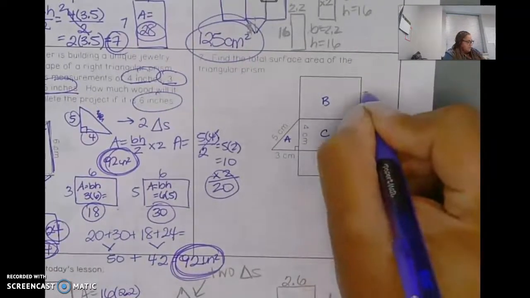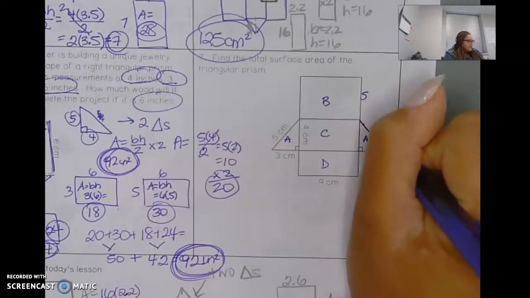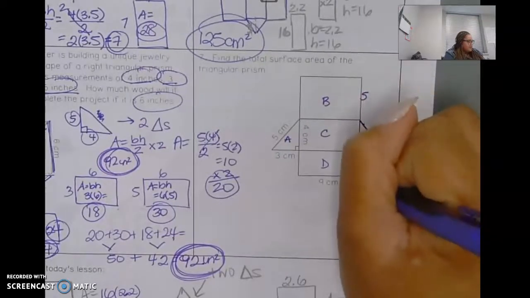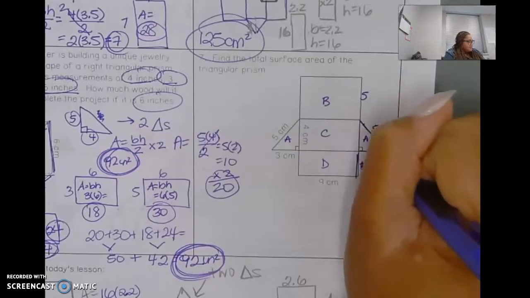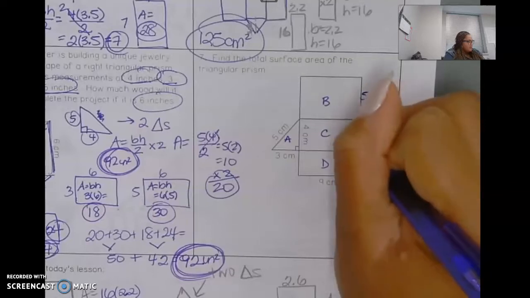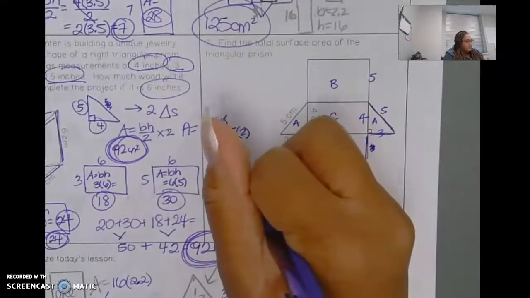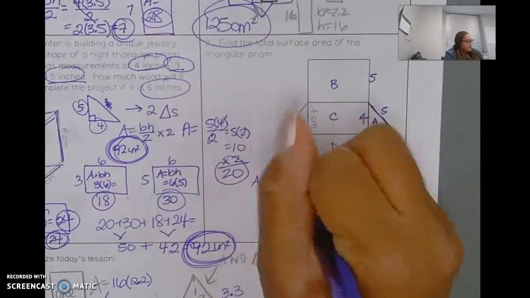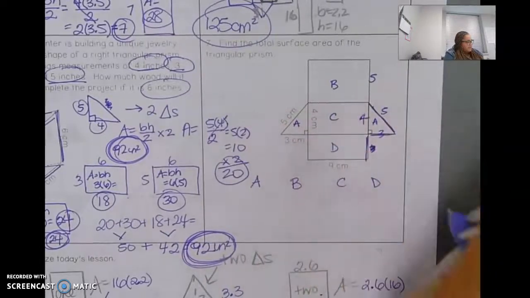Okay, so this side is 5 because when I fold it, this touches that, so this is 5. And then this side is 3 because this touches that. This is 3. And then this side is 4. Okay, so I can also write area as shape A, B, C, and D.